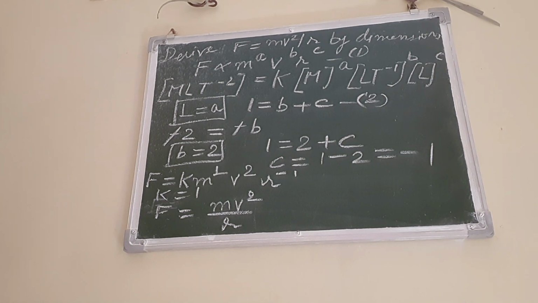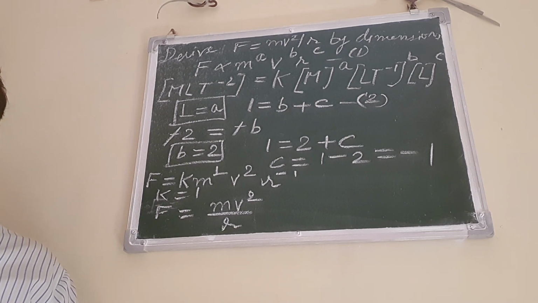Substituting all the values of the constants a, b, c in the first equation, and taking the constant k is equal to 1, it becomes F is equal to m raised to power 1, v raised to power 2, so it becomes v square, and r raised to power minus 1. Arranging it, we get F is equal to mv square by r. This is the formula that we have to derive.